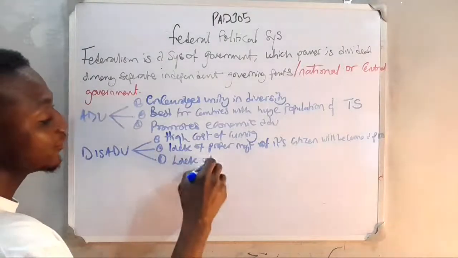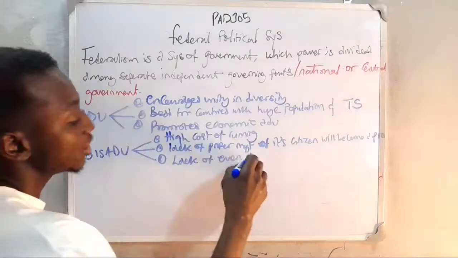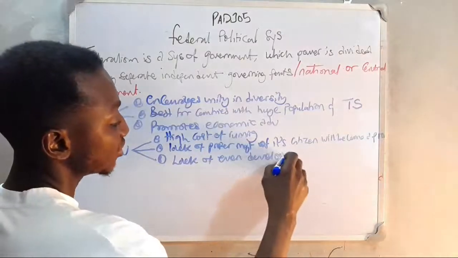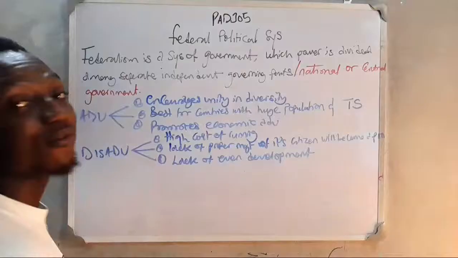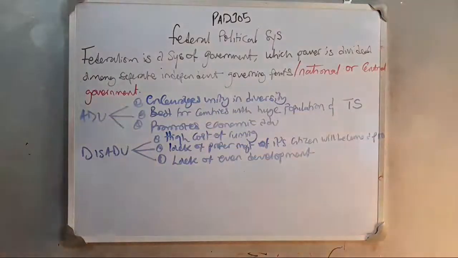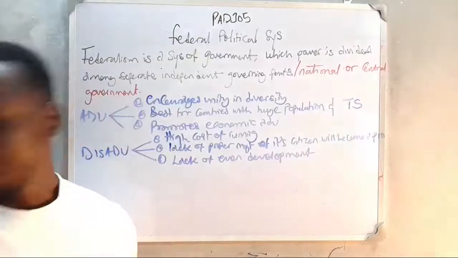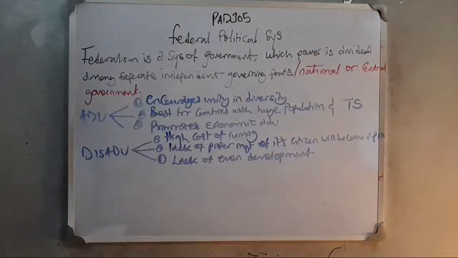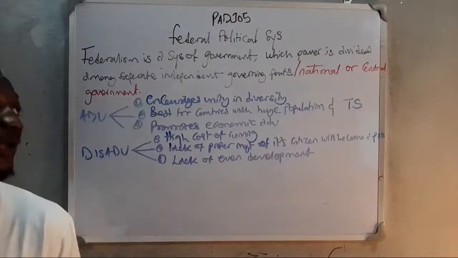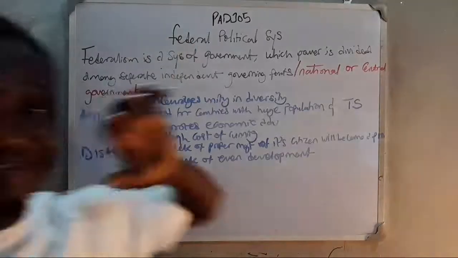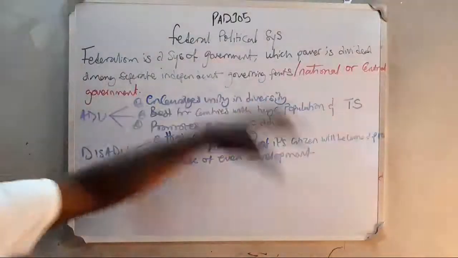Lack of even development. And that is very obvious in Nigeria. Some parts of Nigeria are well developed, while some are poorly developed. So now we have that on the federal system of government or the federal political system.